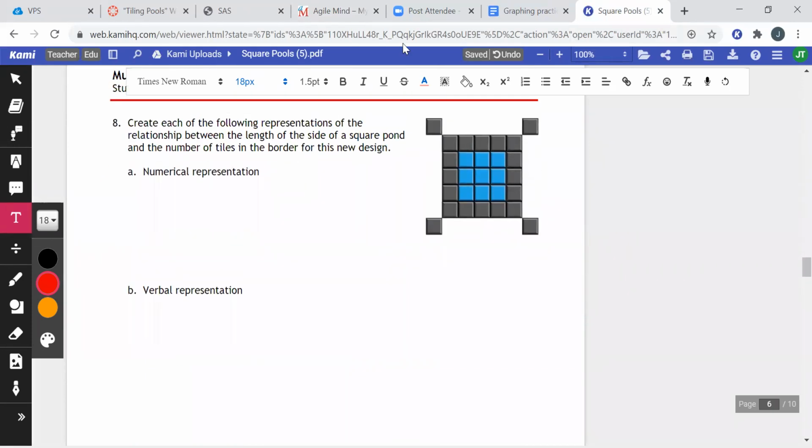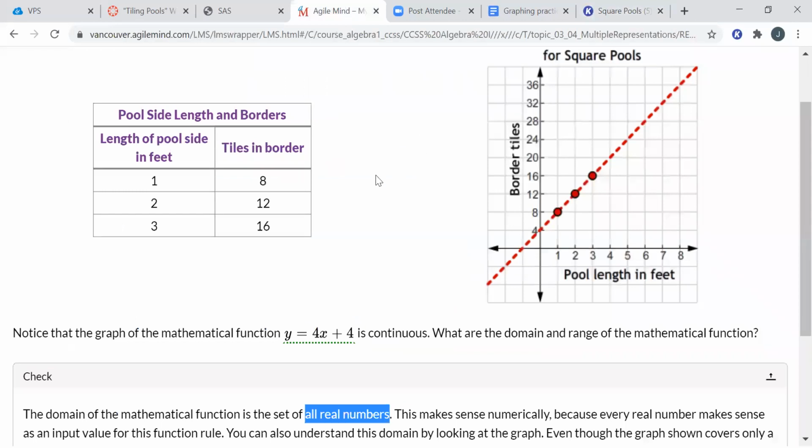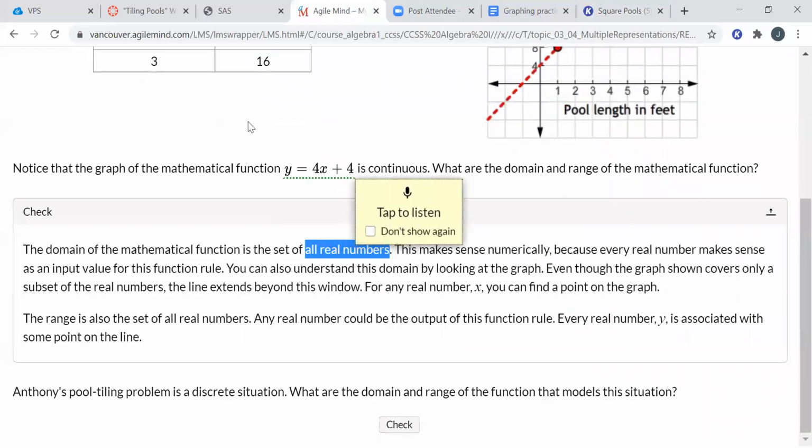All right, question number 8. Getting there. This is taking forever though, sorry. All right.